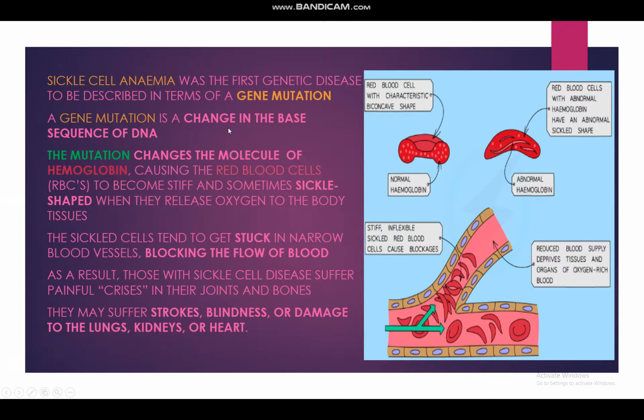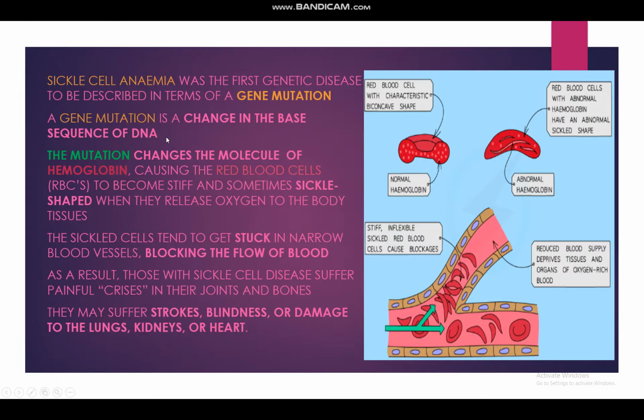Now, I will give a general consideration to sickle cell anemia, and then we move on to how gene mutation occurs to bring about changes in the hemoglobin molecule. So first of all, what is sickle cell? It was the first genetic disease to be described in terms of gene mutation.